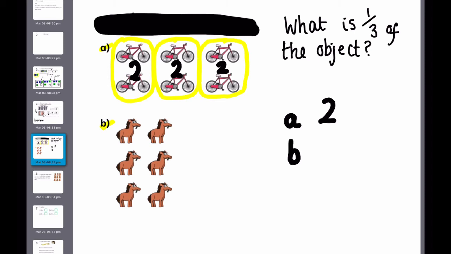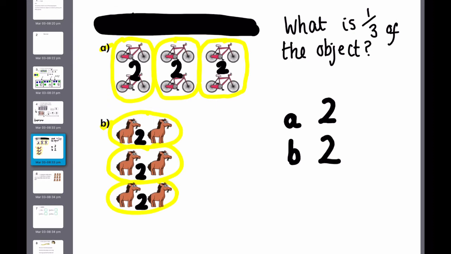What about B? Let's solve together. Group 1 and Group 2. Oh, what's happened here? I've only got 2 groups, so I can't find a third that way. Let's try grouping them a different way. Group 1, Group 2, and Group 3. Are those groups equal, Year 2? Yes, we've got 2 in each. So a third of the objects is 2 again.